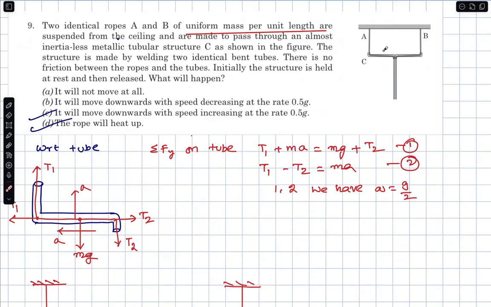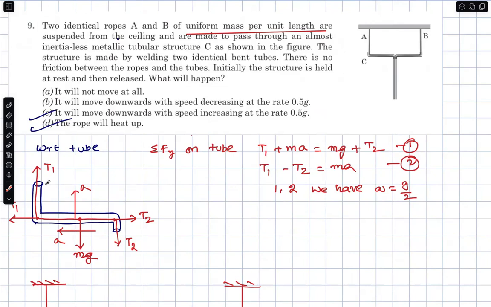The structure is made by welding two identical bent tubes. There is no friction between the ropes and the tubes. Initially, the structure is held at rest. Just hold it like this and then release. Then what happens? Obviously, the tube will keep moving down. The tube will keep moving down.